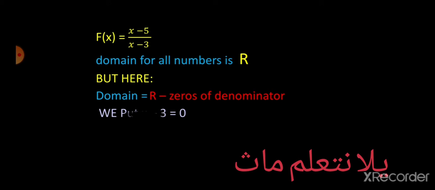Let's see the first exercise. F of x equals (x minus 5) over (x minus 3). To find the domain, we say that if we have a fractional function, the domain will be R except the zeros of the denominator. How can we get the zeros? Put the denominator equals 0. So x minus 3 equals 0, and after that x equals 3. So the domain here will be R except 3. R except 3.